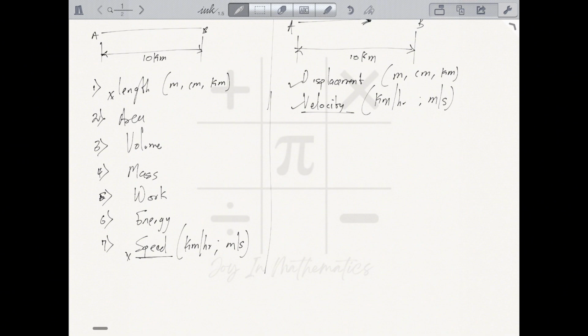So other examples of vector quantities include acceleration with the unit of meter per second squared. We have force with the unit of Newton, and we have momentum.